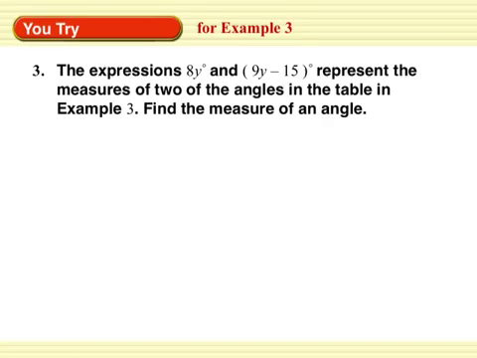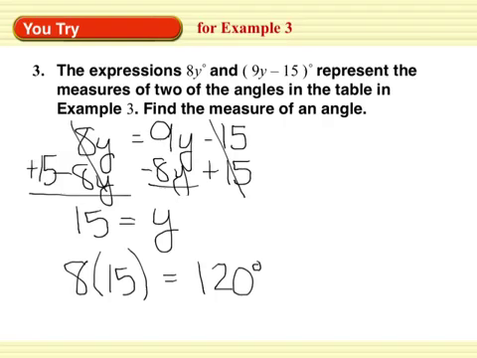You try. I have 3 more slides, so you go ahead and try this one. The expressions 8y degrees and 9y minus 15 degrees represent the measure of 2 of the angles in the table of example 3. Find the measure of the angle. I'll give you a clue. It's a regular shape, so all of the sides are equal and all of the angles are equal. So you can set them equal to each other and solve for y. There you go. I solved for y, maybe a little different than you would have. I never like negative variables, so I took the 8y over here and the 15 over there. But that's just how my mind works.